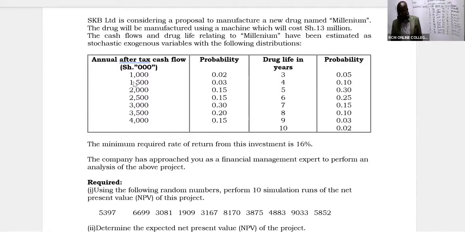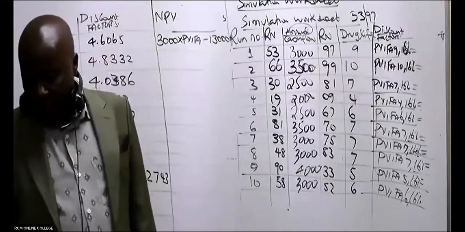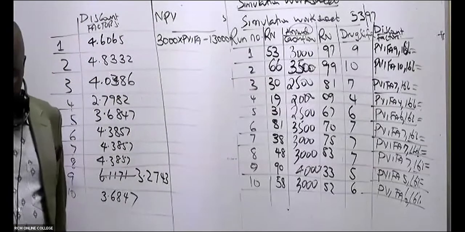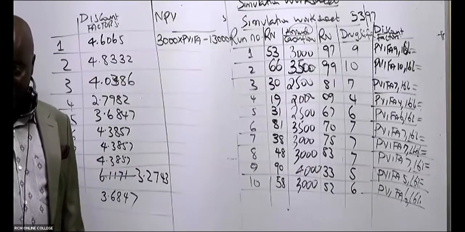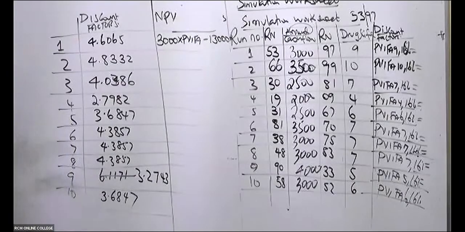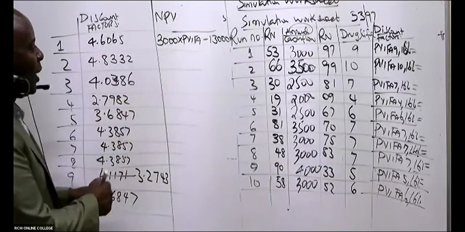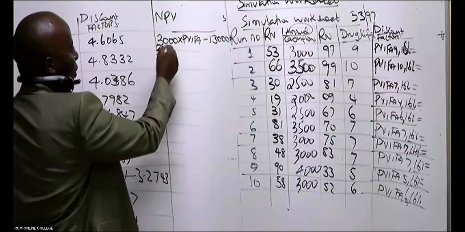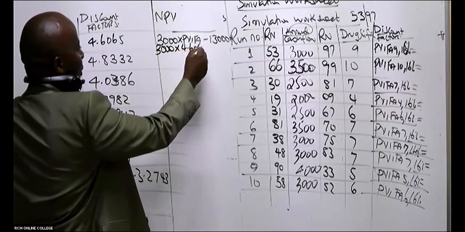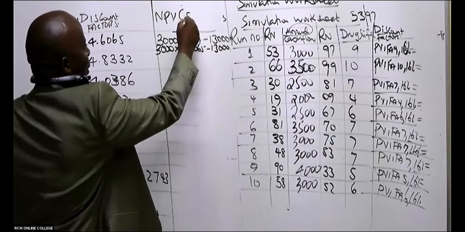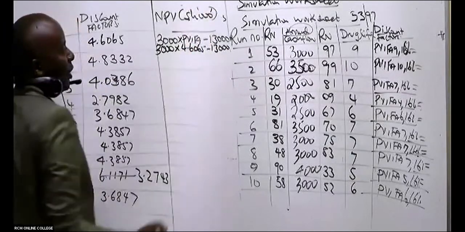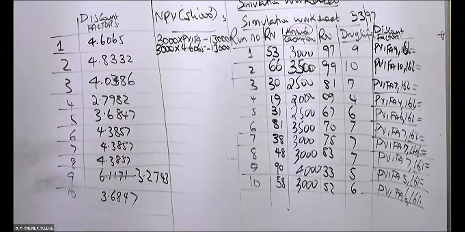So Lincoln is not agreeing with all these figures. Lincoln, are these figures correct? All of them? Check them again. Now they are correct. So for run number 1, I'm discounting the 3,000 times this PV far that you guys now have, which will be 3,000 times 4.6065 minus 13,000. So remember, this will be in shillings what here? Thousands. Don't forget to chop 3 zeros from 13 million. So then are you able to give me an answer?